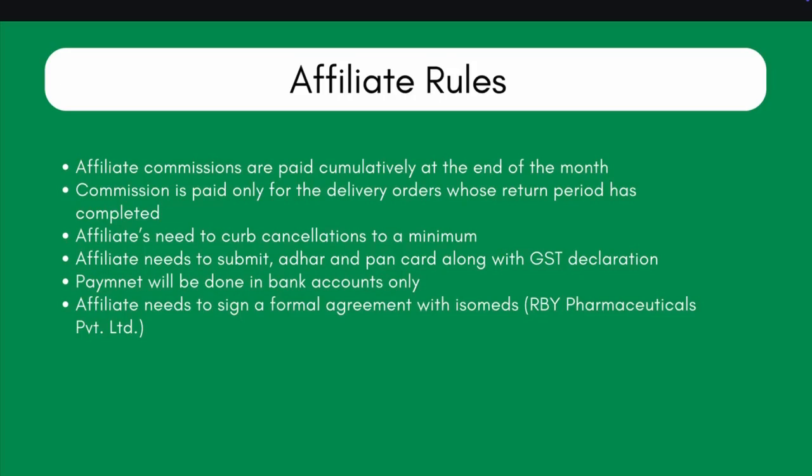The affiliate needs to submit their Aadhaar card and PAN card, along with a GST declaration, for registration. Payment will be done into the bank account only, on a monthly basis. The affiliate needs to sign a formal agreement with Isomed, and basically this will move online in a few days, where a platform will be given to you for working on it.